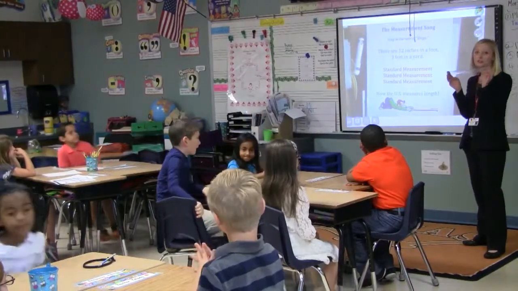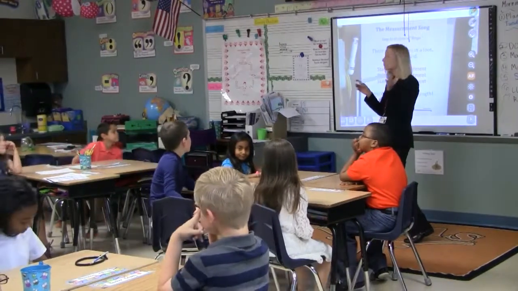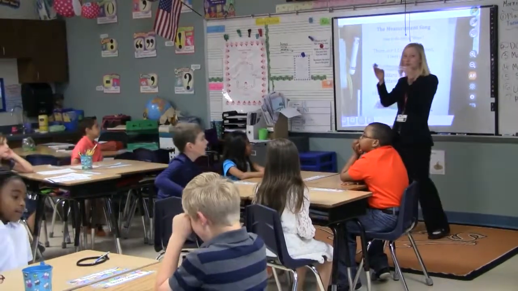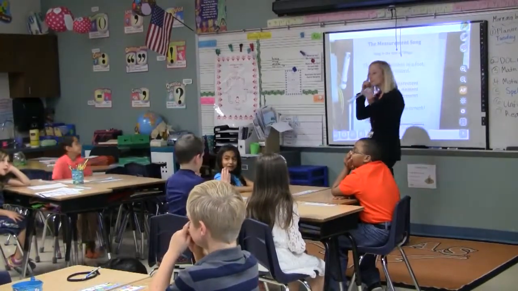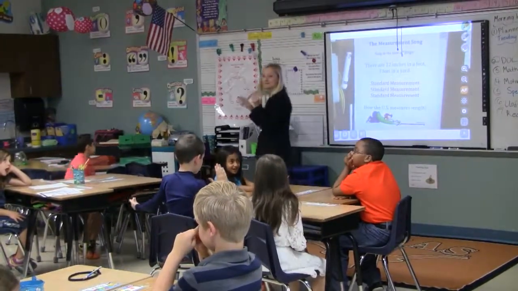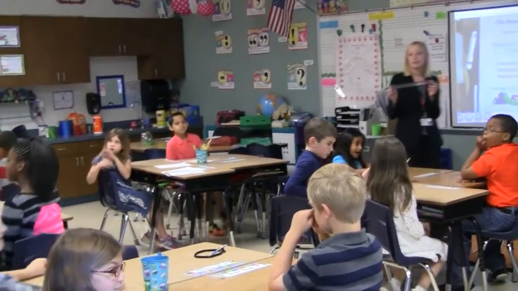So now I want you to look around the room. Don't tell your partner yet. Just think in your head something that might be 1 yard long, which is 3 of these, 3 feet. Don't tell your partner. Keep it in your head. Someone might steal your idea. Look around. 3 feet or 1 yard.